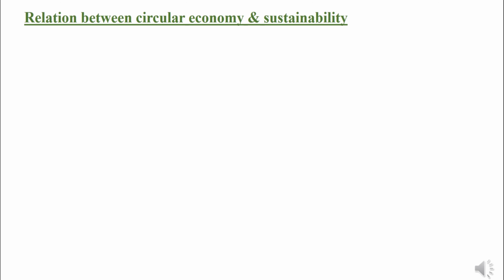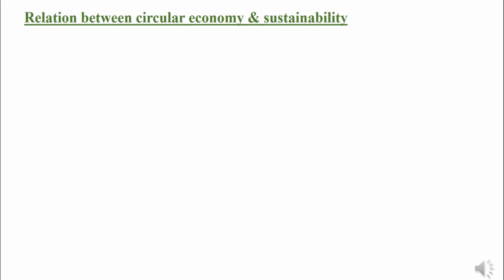Now, how circular economy is related to sustainability? To know that, first we should know what is sustainability. Sustainability is use of materials or resources at such a pace that you do not compromise today's requirement as well as the requirement for the future generation. For example, the coal or the fossil fuels which are getting extinguished at a faster rate. So we should utilize it at such a pace that the future generation can also meet their demands.